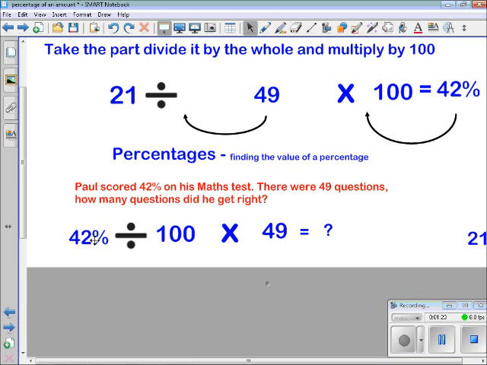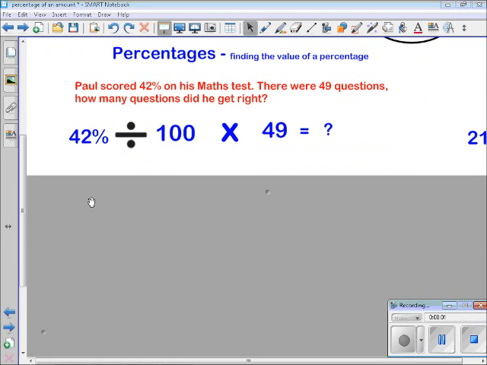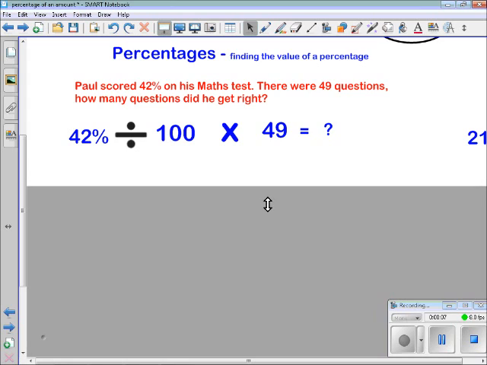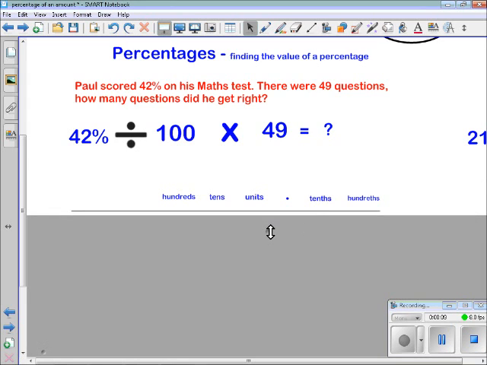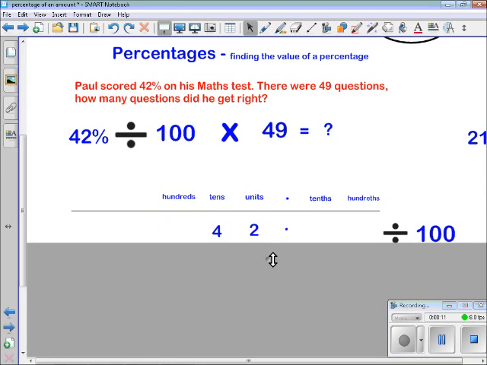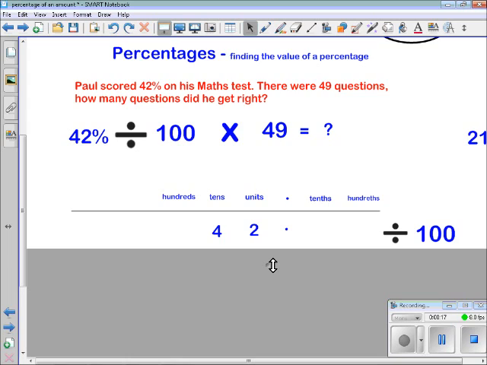So we'll take our 42%, we'll divide it by 100. So let's start. We'll take our 42% and we'll divide it by 100. Now a very good way of doing this is using our place value chart. Here's our place value chart. And here's our 42, 4 tens and 2 units. And we're going to divide it by 100.